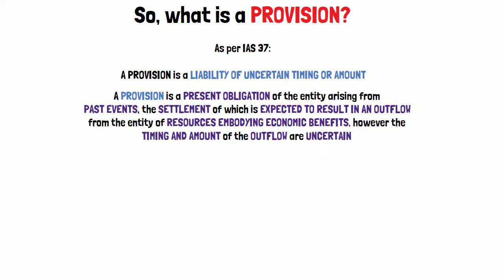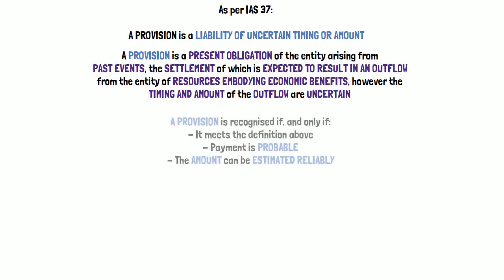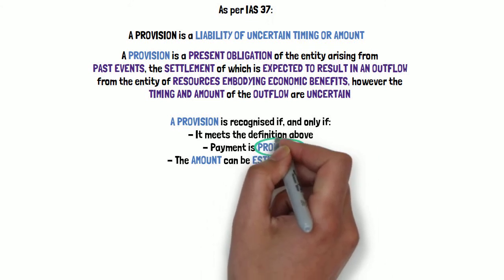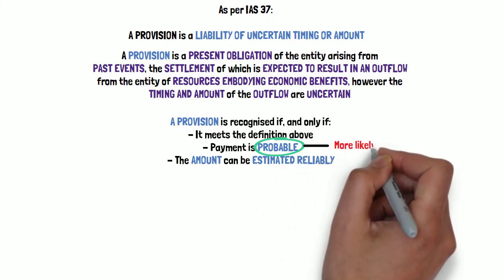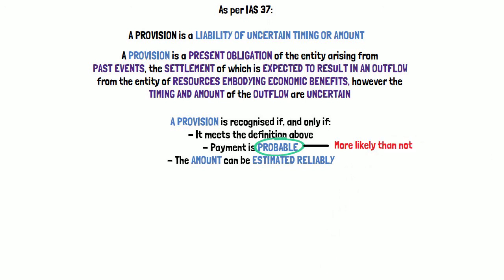And a provision under IAS 37 is recognized if and only if it meets the definition that we've identified above, the payment is probable, so the economic outflow that's going to occur is probable. We're going to go into the definition of what probable is, but it means it's more likely than not. And the amount, although uncertain, can be estimated reliably. Okay, so that is the definition of what a provision is. Like I say, we will go into more detail in my future video that I'll release about provisions.